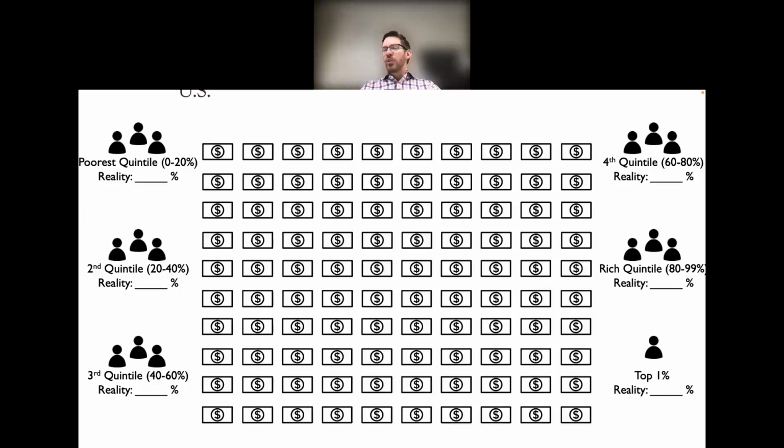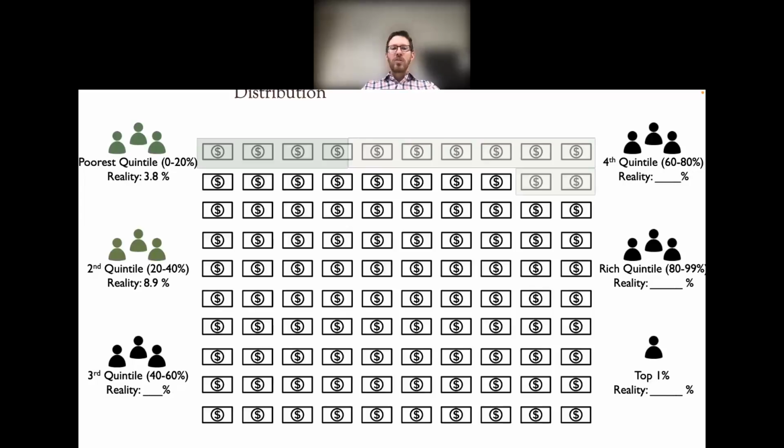So in 2020, the poorest quintile, so among the lowest 20% of the US population, they were able to take 3.8% of the US money. The second quintile took in 8.9% of the US income. So that's far lower than a perfectly equal 20%. The third quintile, so this is kind of the middle class, took in only 13.6% of the US economy's income.